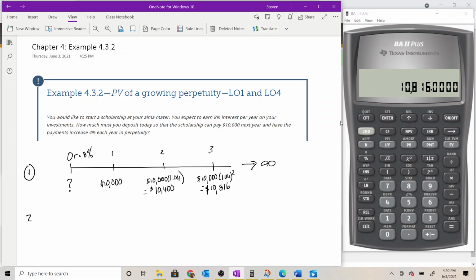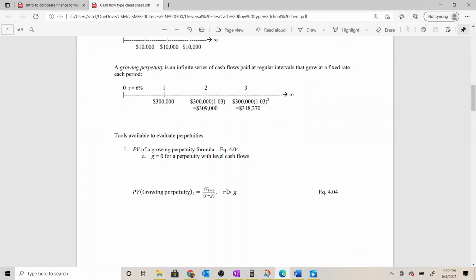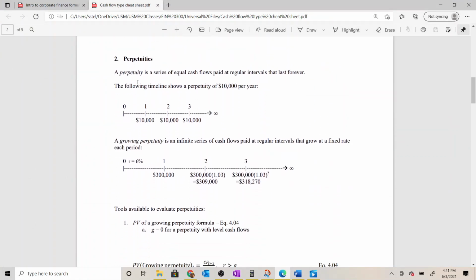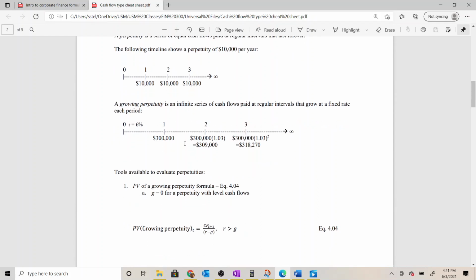Step 2 is to identify the type of cash flow that we are dealing with. Well, again, we've got a big hint in the problem. It says perpetuity, and if I look at my cheat sheet for the different types of cash flows, under perpetuities I see I have 2 types. I have just a plain perpetuity, which is where we have a level cash flow at regular intervals that lasts forever. That's not what we have here. The payments are actually increasing at a set rate.